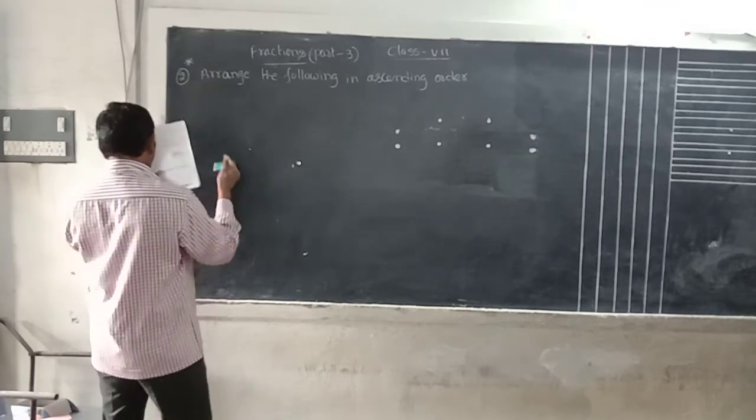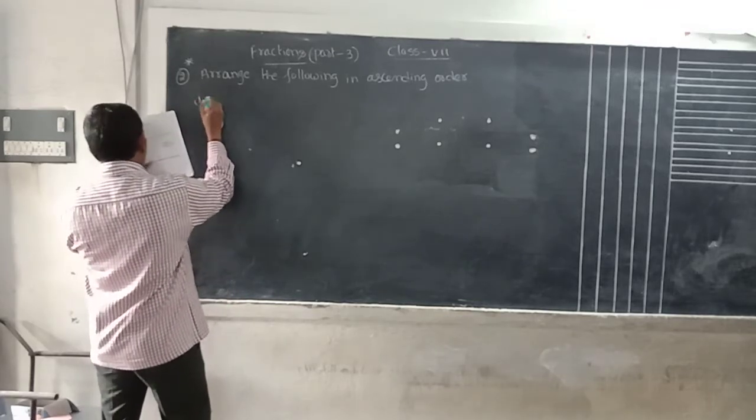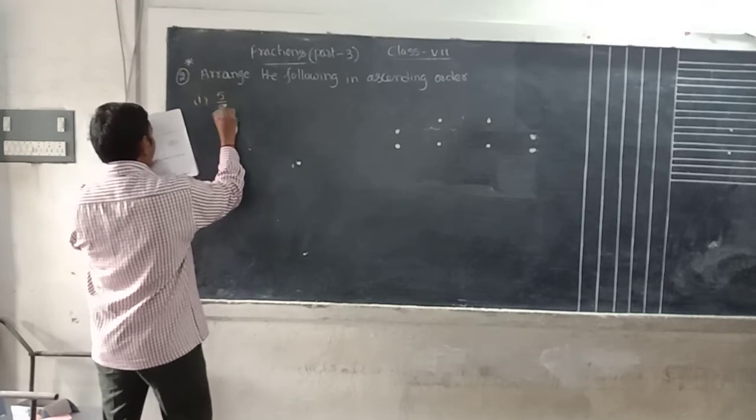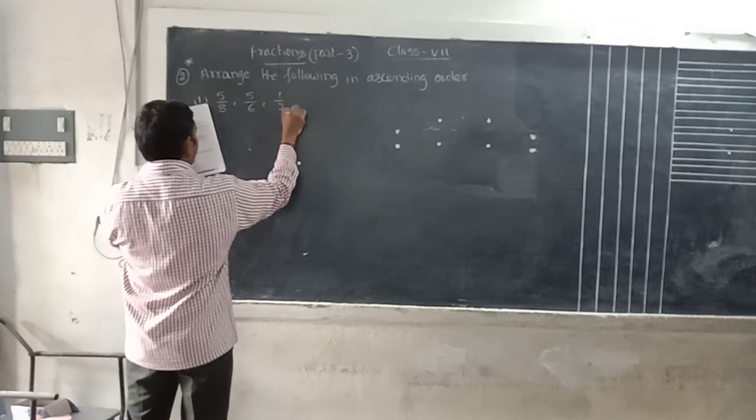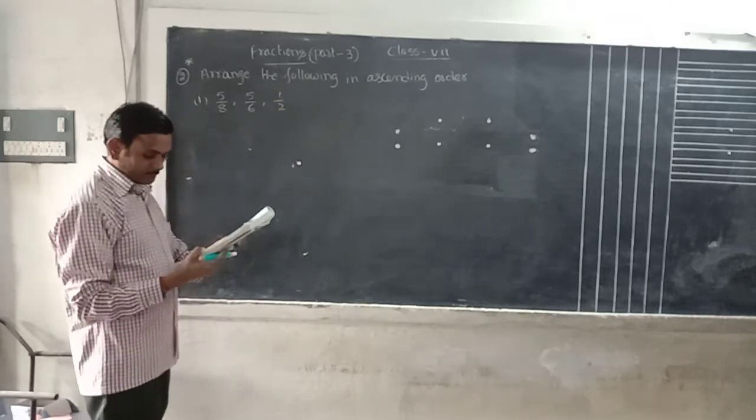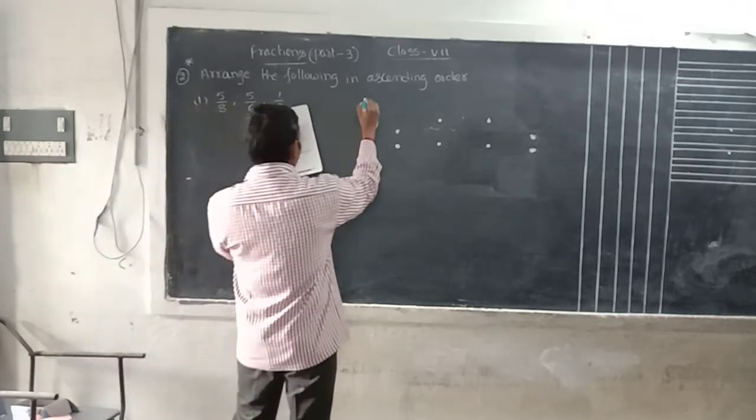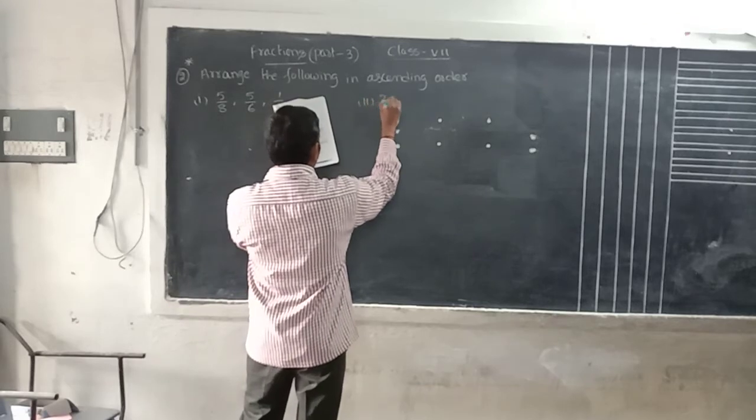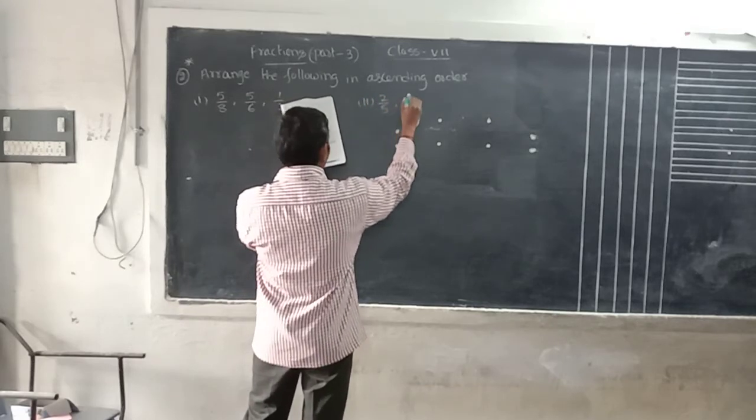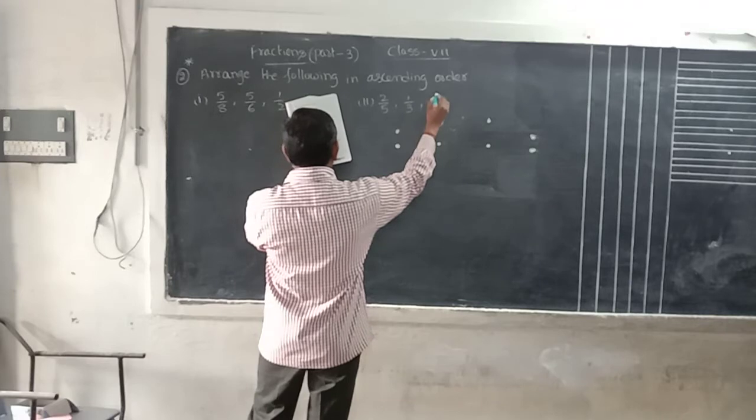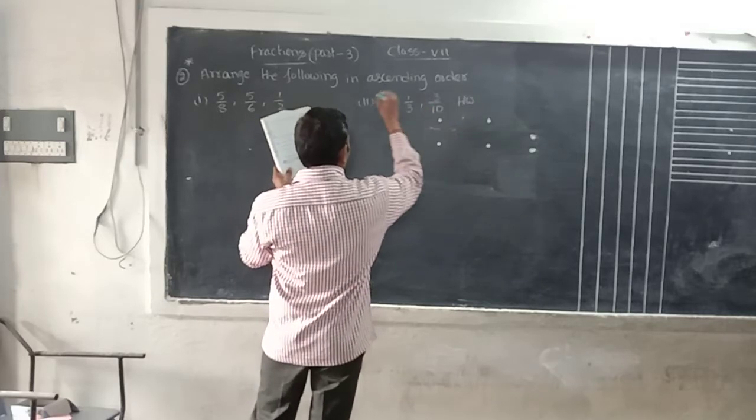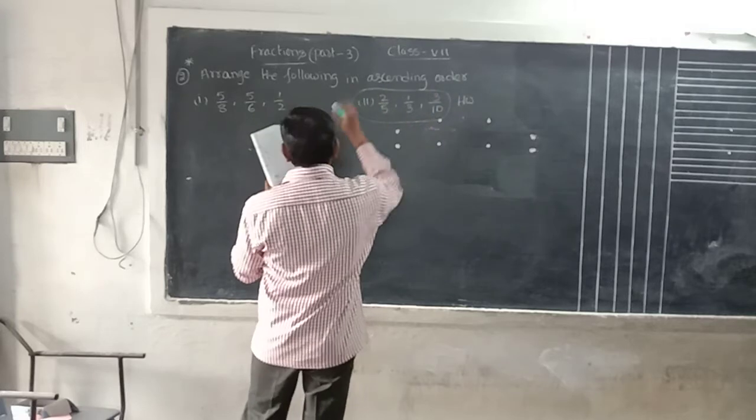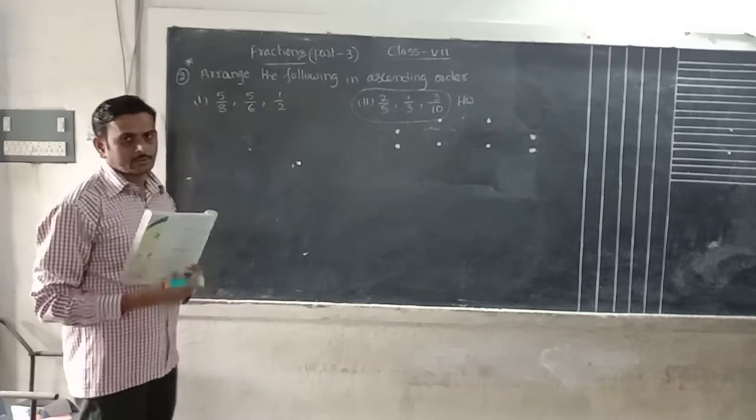What is the first question here? 5 by 8, 5 by 6, 1 by 2. Like this is given. One more sum is also given there, and you do that one yourself. I will not explain that one. 2 by 5, 1 by 3, 3 by 10. Okay, this is homework. Complete this sum yourself. I will explain the first one. Second one, follow that one.